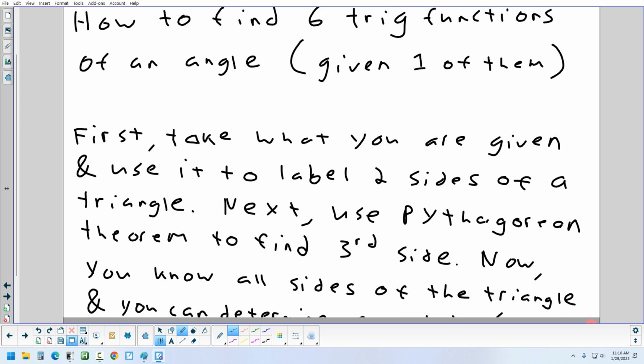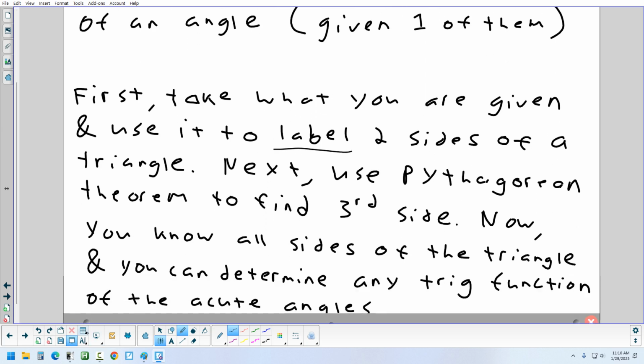So if I give you one trig function, take that information, use it to label 2 sides. Could be the opposite and the adjacent that I give you, could be the adjacent and the hypotenuse, opposite and adjacent, but you're going to have 2. Once you label the 2, use the Pythagorean theorem to solve for the third side. And now you have all the sides and you can figure out any trig function you want to know.